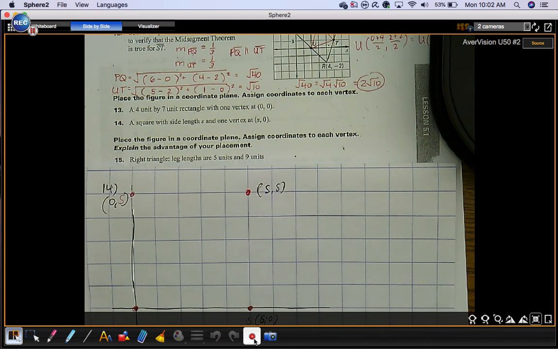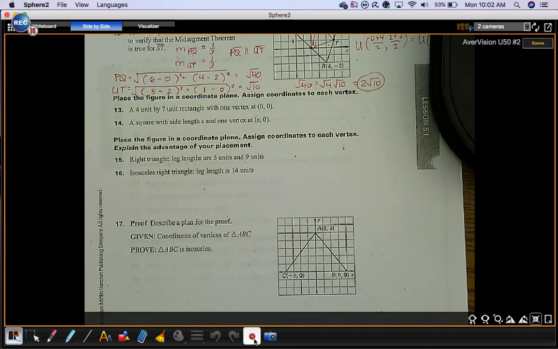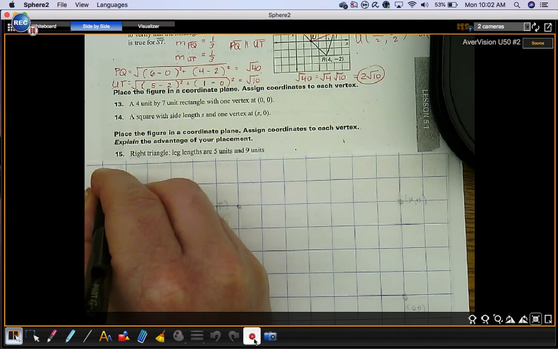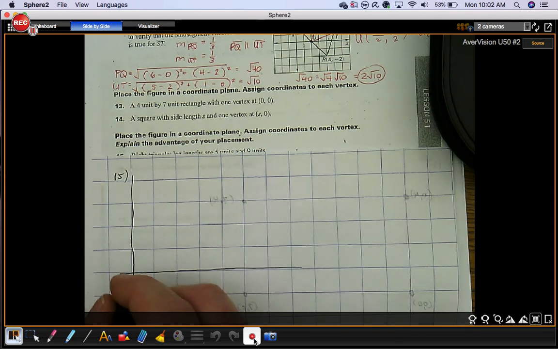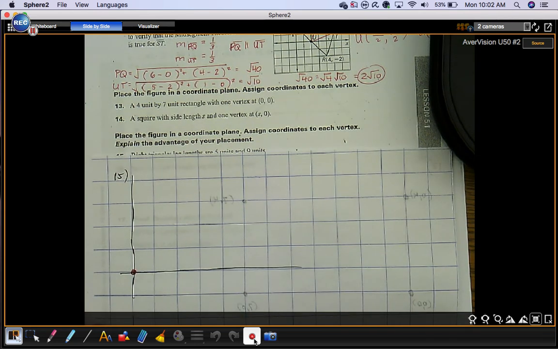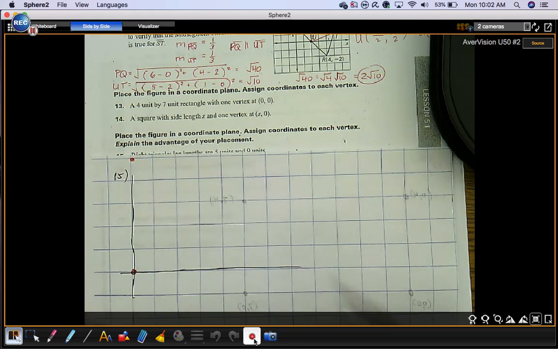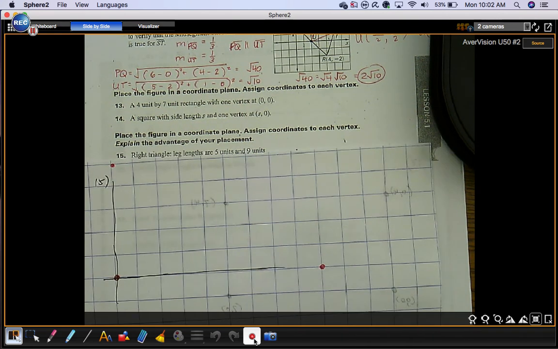Number 15, place a figure in the coordinate plane, assign coordinates to each vertex. Explain the advantage of your placement. So we want a right triangle. I'm just going to take this paper and flip it over. Leg lengths 5 and 9. Well, the best place to put your right angle would be right there. You can count up 5 and 9 to the right, and there's your vertices.